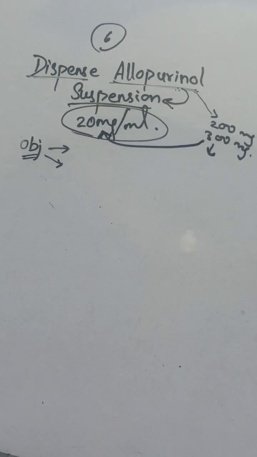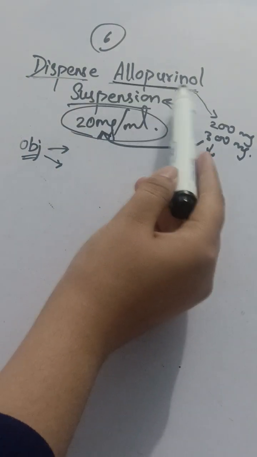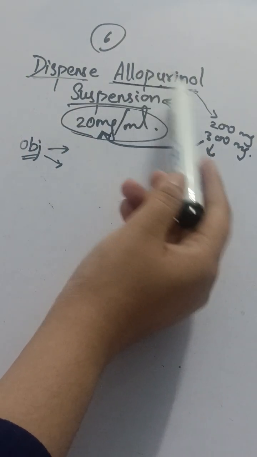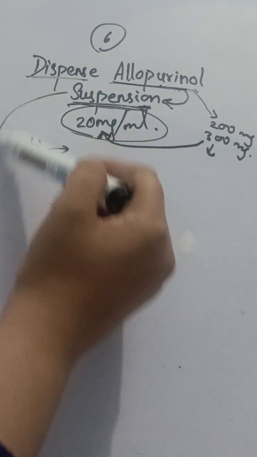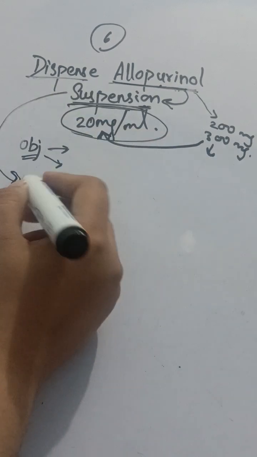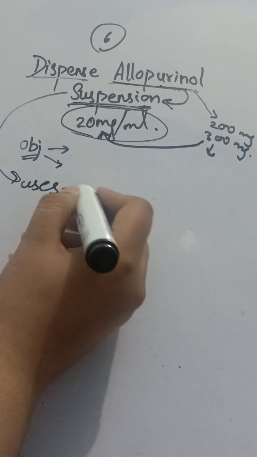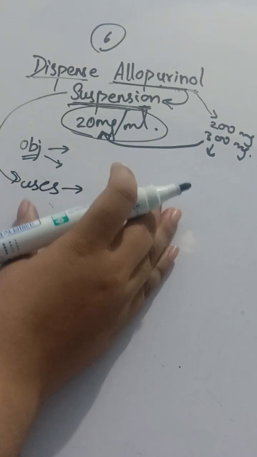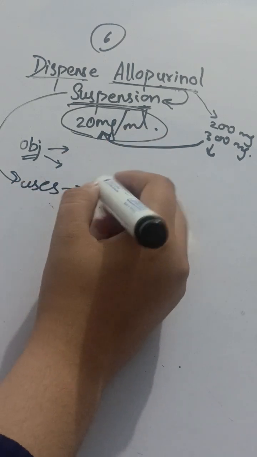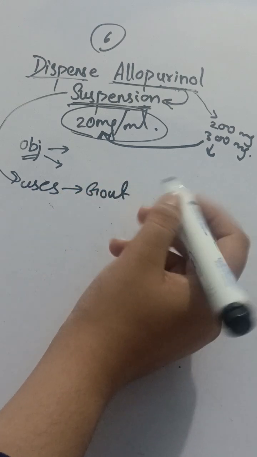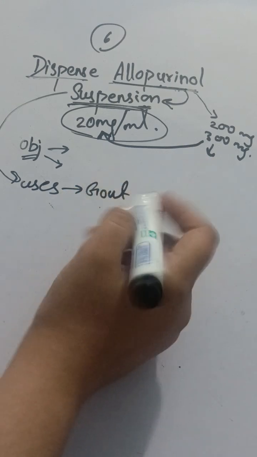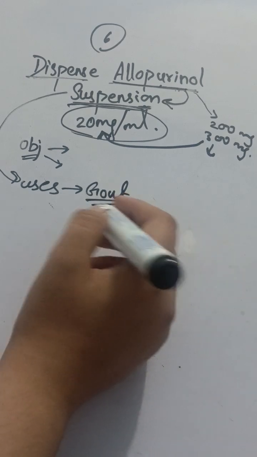So the generic name of this experiment is allopurinol. And why are we giving this suspension, what is the purpose and the therapeutic use of it? We give this suspension when the patient has the disease of gout or high uric acid, because the uric acid accumulates in the joints and causes the disease of gout.